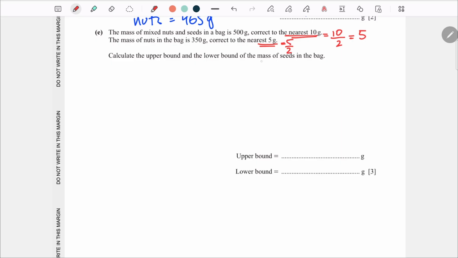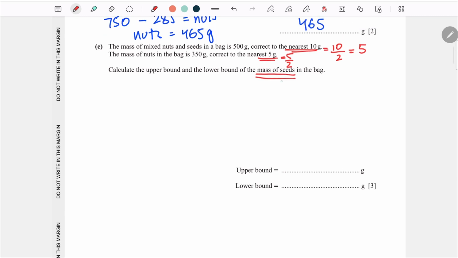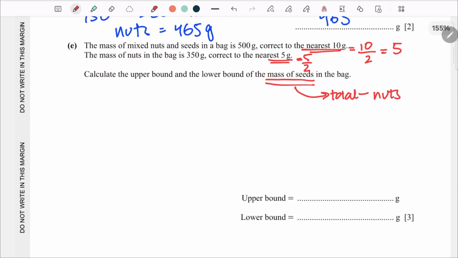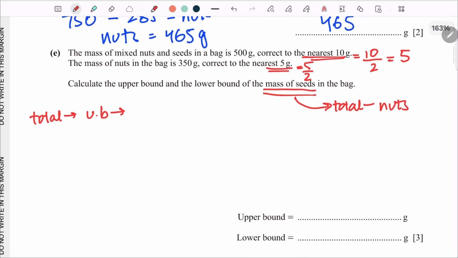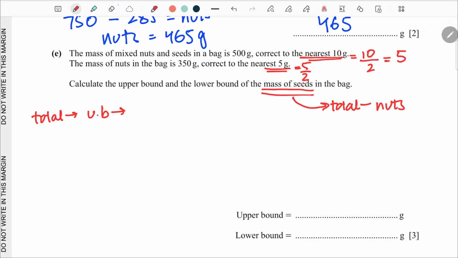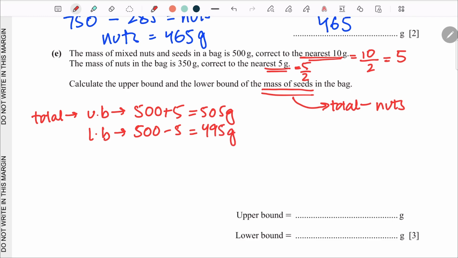Calculate the upper bound and lower bound of the mass of seeds. Mass of seeds will be calculated by subtracting the mass of nuts from the total mass. Now we have to find the upper bound and lower bound both. So first I'm going to find the upper bound and lower bound of the total mass. Upper bound can be found by adding 5. So I'm going to do 500 plus 5, which is going to give me 505 grams. And the lower bound will be found by subtracting 5. So this is going to be 495 grams.